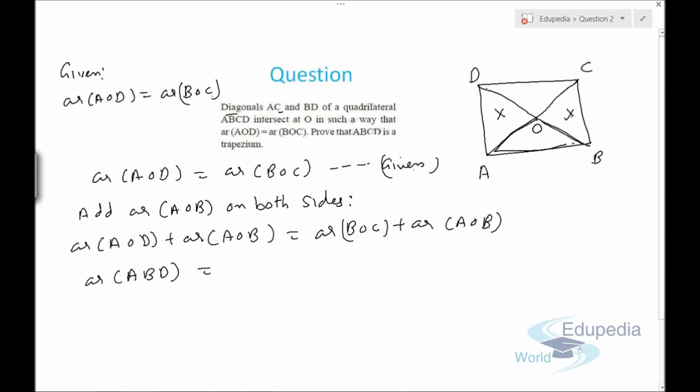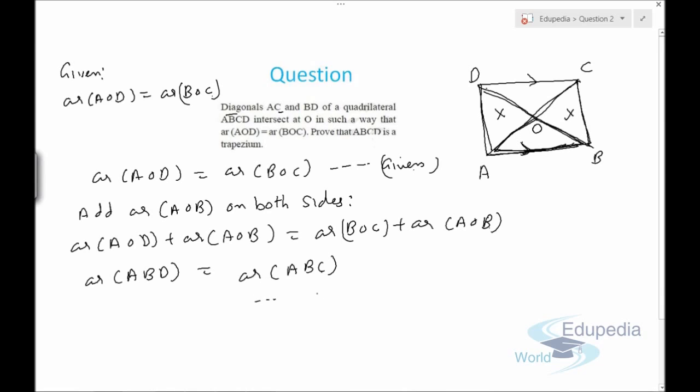Now area of AOD plus area of AOB becomes area of ABD. Then again, area of BOC plus area of AOB becomes area of ABC. Now you can see properly, area of ABD is equal to area of ABC. If these two areas are equal and they share the same base, this means the lines CD and AB should be parallel.